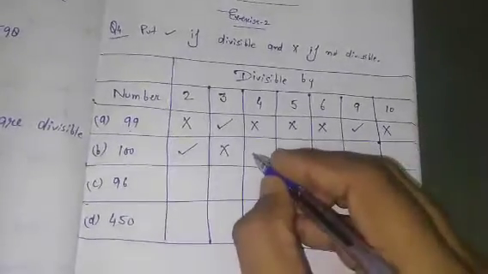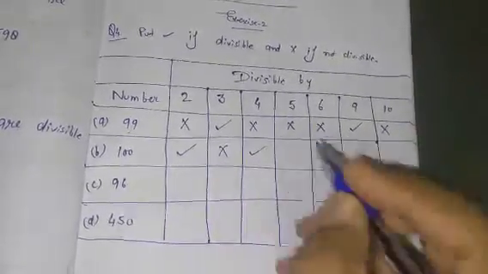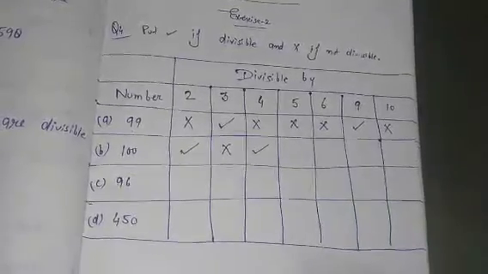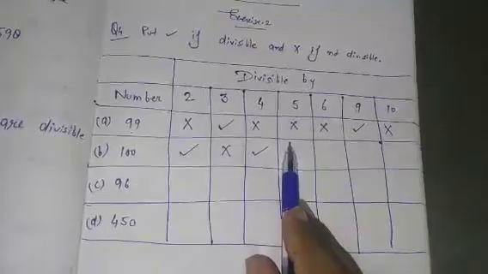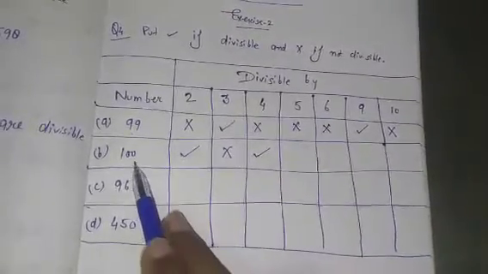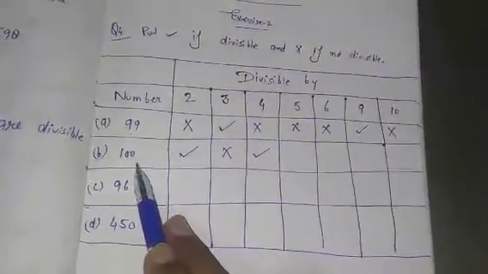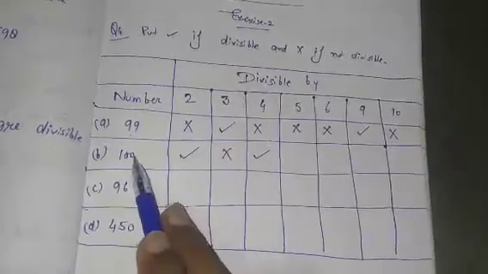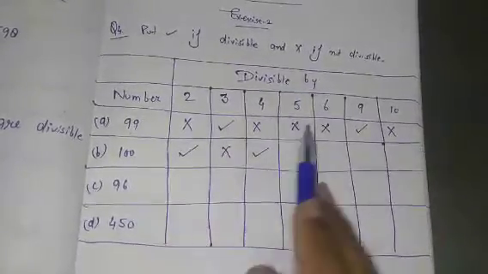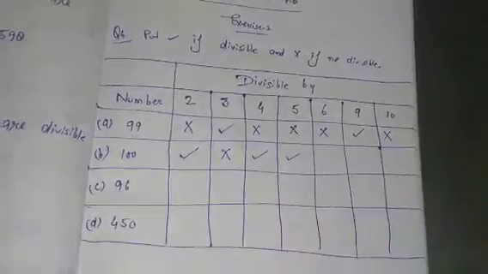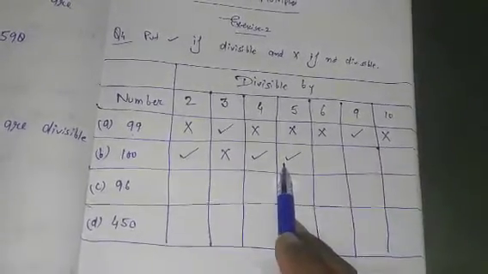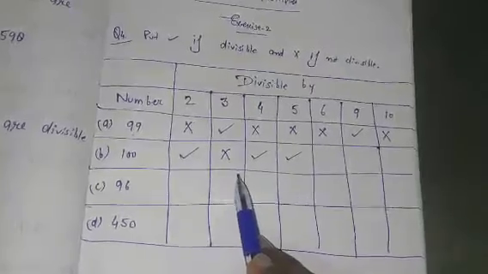So here 100 will also be divisible by 4. Then after that, students, the next number is 5, and you know the rule of 5. If the ones digit is 0 or 5, then that number will be divisible by 5. In 100, the ones digit is 0, it means 100 will be divisible by 5. Clear students? So you will put the tick mark here because 100 is divisible by 5 in an easy way.